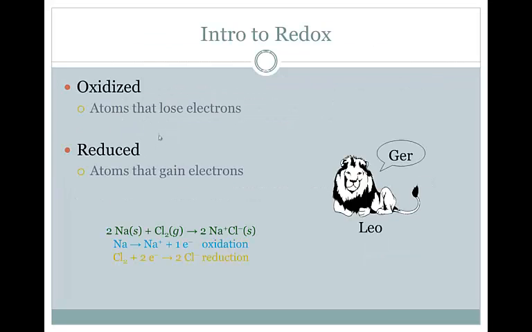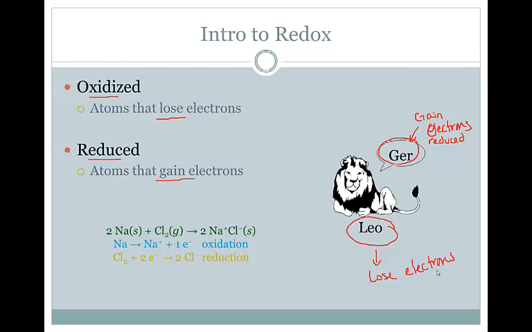If an atom loses electrons, this is called oxidized. If an atom gains electrons, this is called reduced. We have a mnemonic device here to help us remember. Gain electrons, reduced. Lose electrons, oxidized. It's the mnemonic device, and we usually just say LEO-GER. Lose electrons oxidized for LEO, gain electrons reduced for GER.